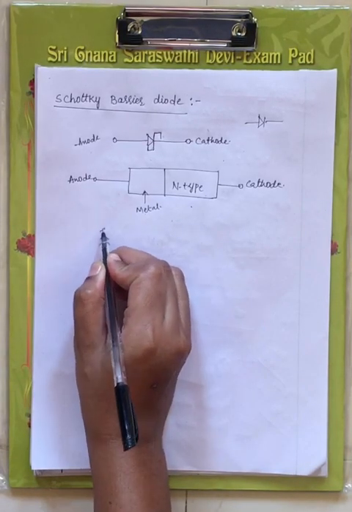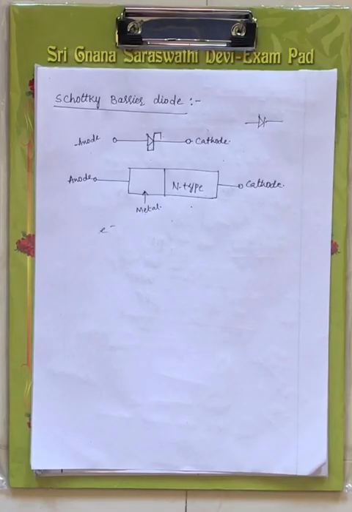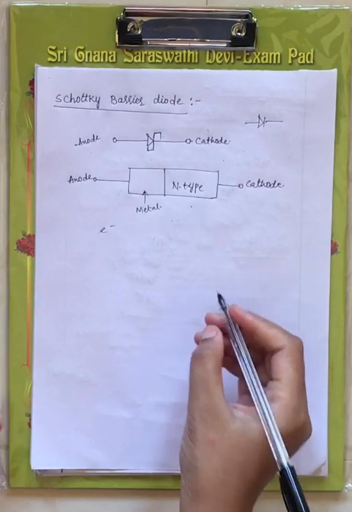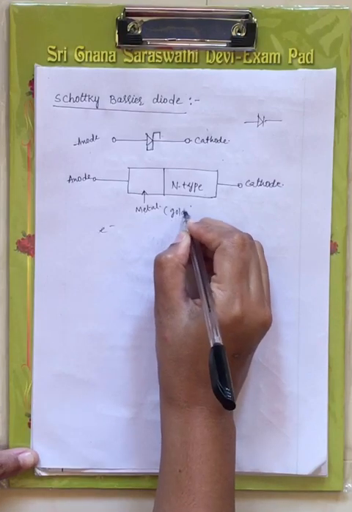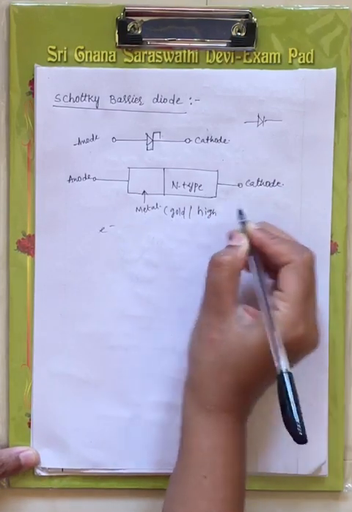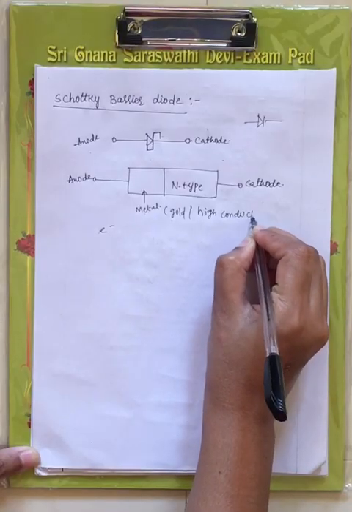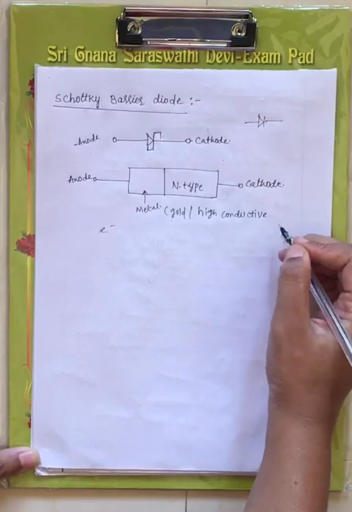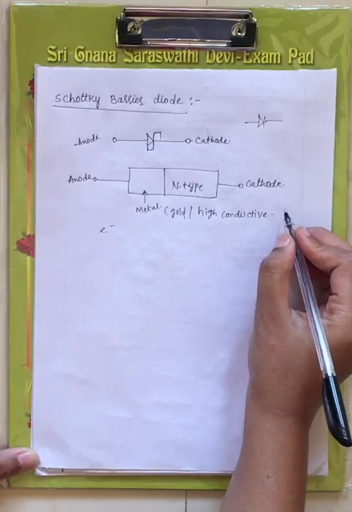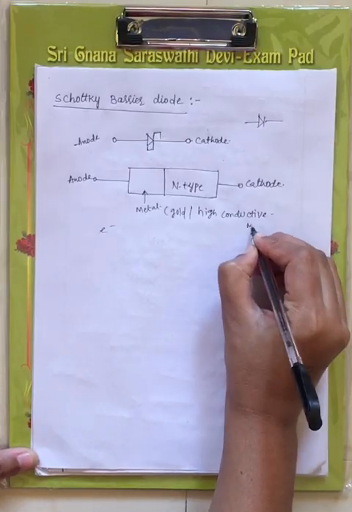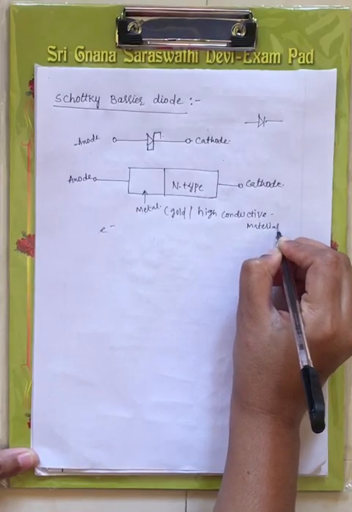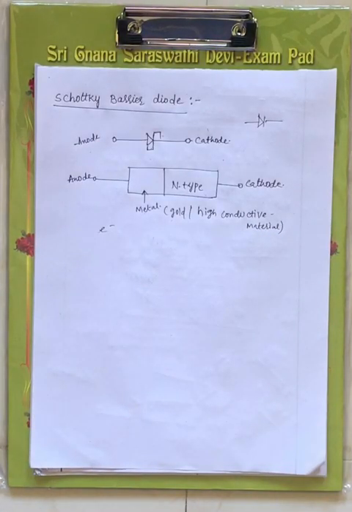The majority carriers in a Schottky barrier diode are electrons, since there is no P-type layer; it contains only the N-type layer, which is diffused with the metal. And this metal can be either gold or any highly conductive material. Any highly conductive material you can use for diffusing with the N-type layer in a Schottky barrier diode.